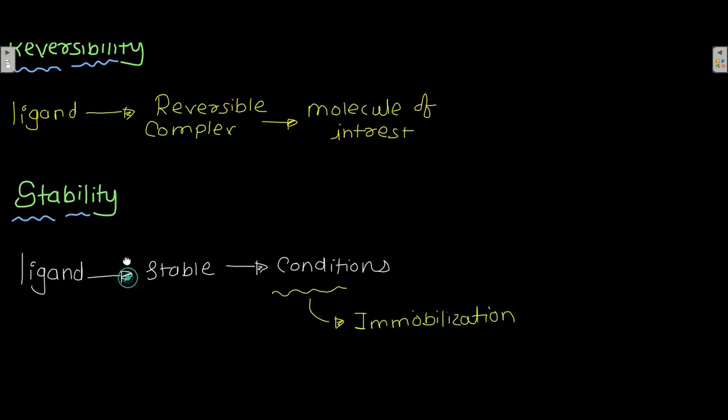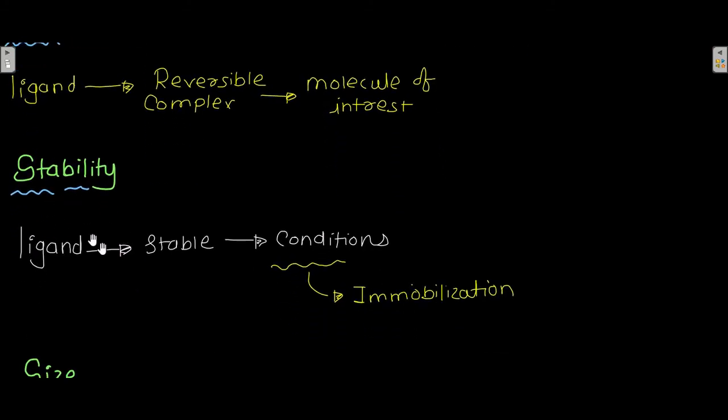Now after that, stability. The ligand should be stable in the conditions of immobilization. You have to immobilize the ligand on the matrix, and when you do it, that ligand should be able to bear that. It should be stable in those conditions. So the stability of the ligand is another important feature of affinity chromatography.